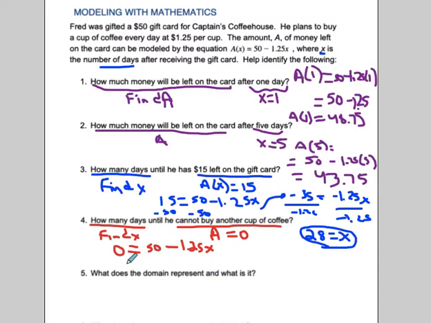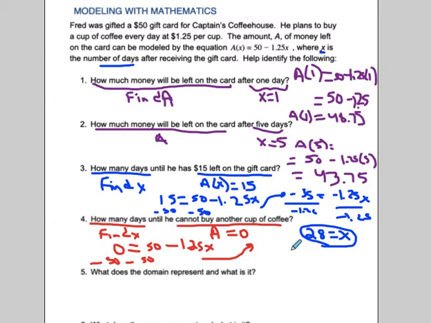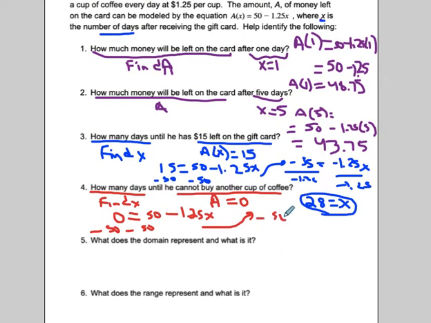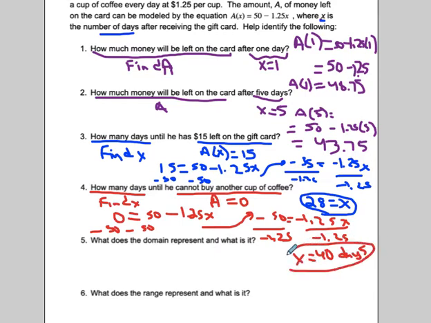Subtract the 50 on both sides to start. I really wish I had more space. So we'll have negative 50 equals negative 1.25x. Divide both sides by negative 1.25. And my calculator says 40. So after 40 days, the card will be at zero balance, all gone. Awesome.